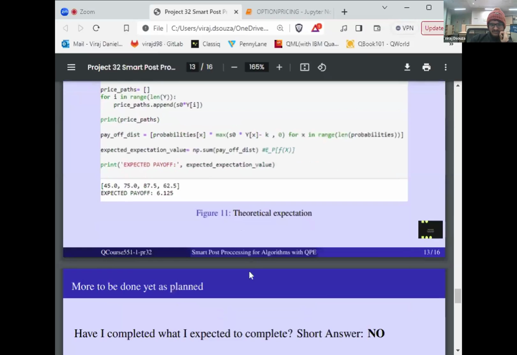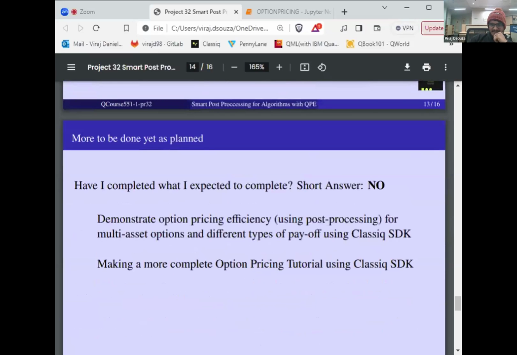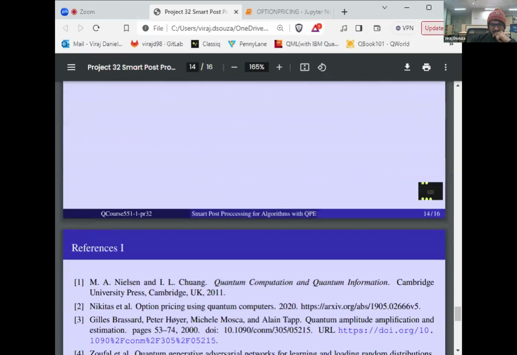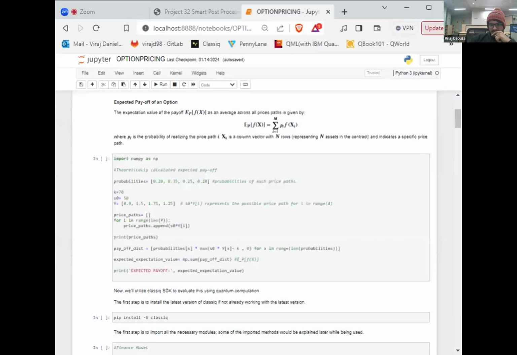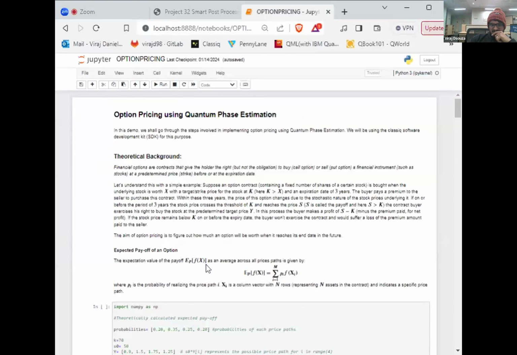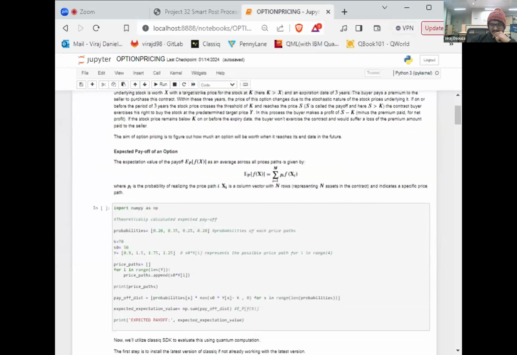So this leads us to the future plans, parts of which were intended to be completed in this project but could not be because of certain constraints. I plan to demonstrate option pricing efficiency using post-processing for multi-asset options and also different types of payoff using the Classiq SDK, and also make a more complete option pricing tutorial using the Classiq SDK. As part of this project, I also worked on a detailed option pricing tutorial, which is now at a very preliminary stage, and more work needs to be done, especially to include things like post-processing.